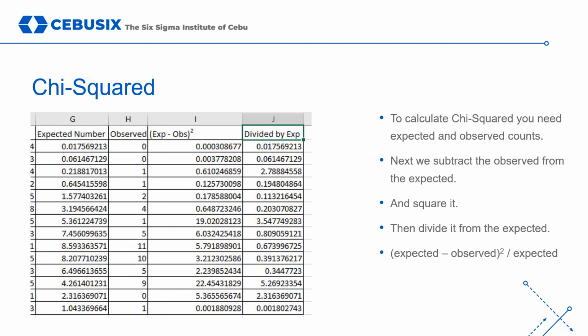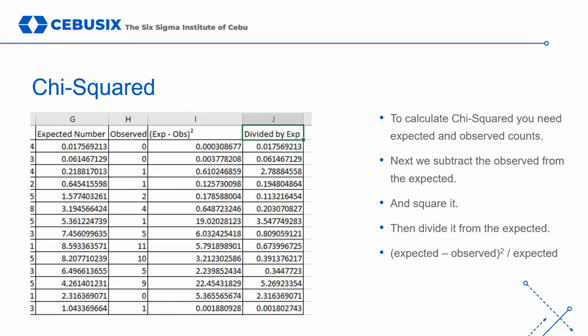To calculate the chi-squared statistic, you will use both the expected number of items in each bin and the actual or observed number. The observed number was automatically generated when you created the histogram, so you only need to copy that data from the histogram worksheet and paste it into column H. In column I, we will subtract each observed from the expected and square that number.